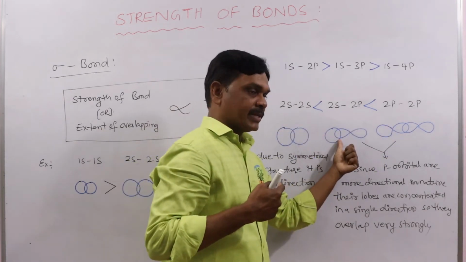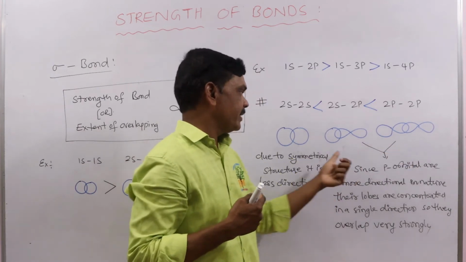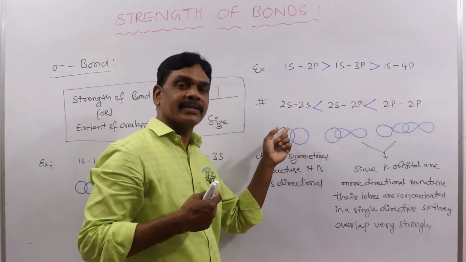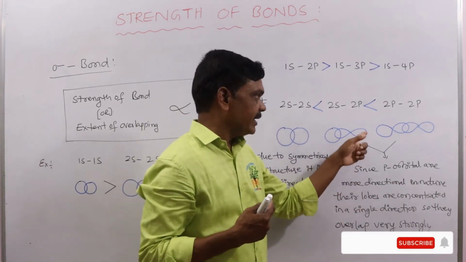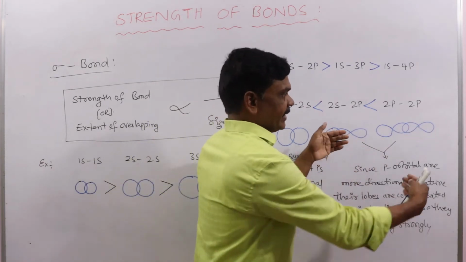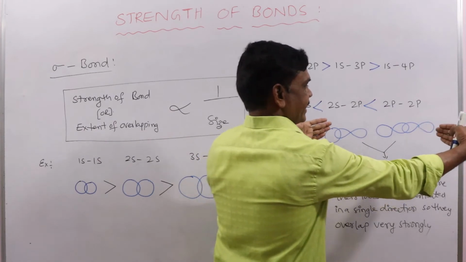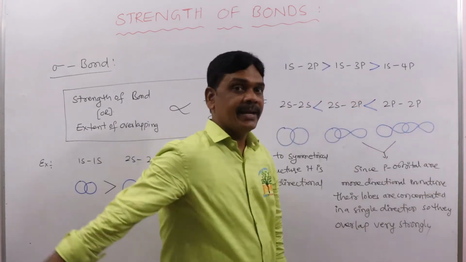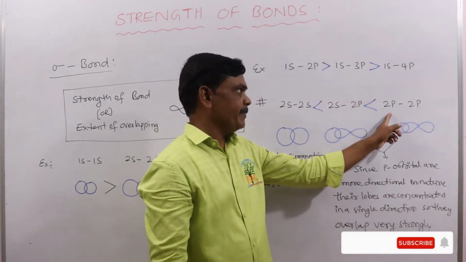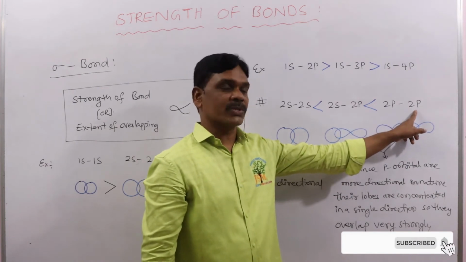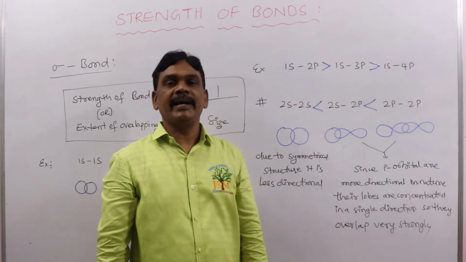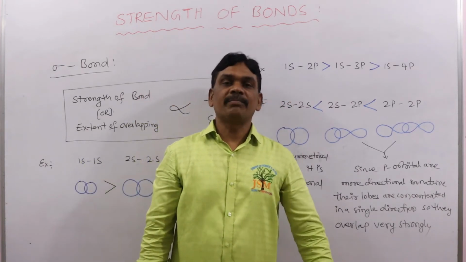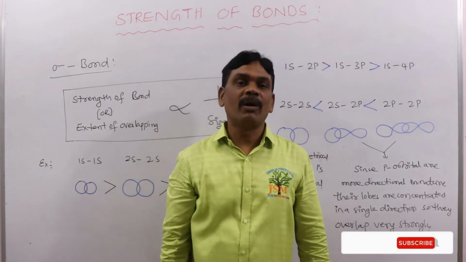when compared to this. It is somewhat less here, but it is a symmetrical structure, so it is less directional. Here it is completely directional. These lobes are concentrated in a single direction. That's why 2p 2p is more strong when compared to 2s 2p and 2s 2s. So this is the bond strength of sigma bond.